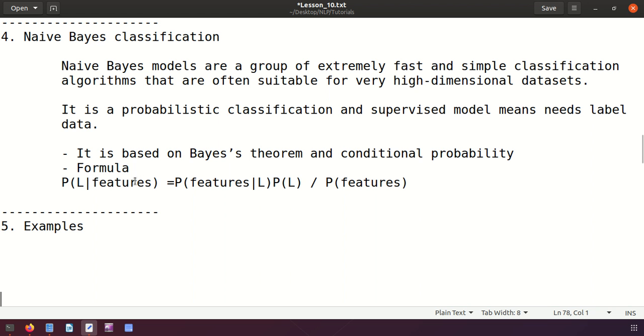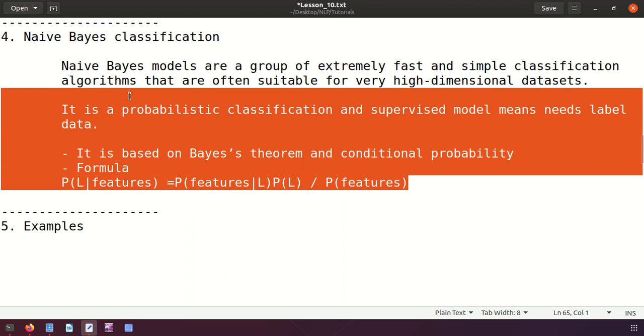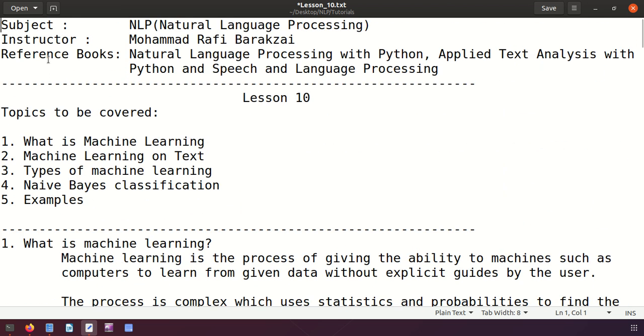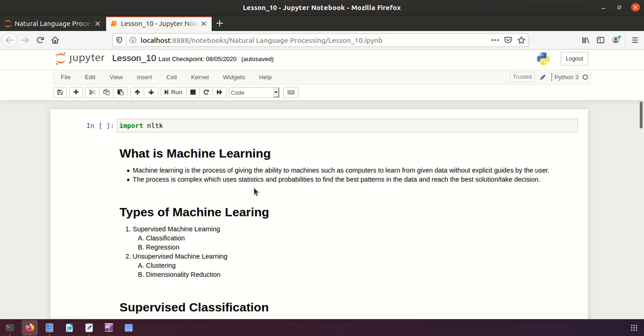So this is the formula here, friends. P, the probability of labels given the features, is equal to the probability of features given the label times the probability of labels, divided by the probability of features. I have already explained these things in my data science lectures, friends. For further understanding, you can refer to my data science lectures also. Now let's see all these things practically, then you will understand better.